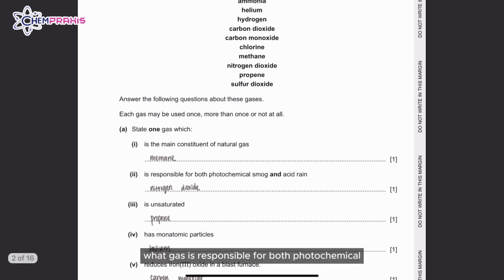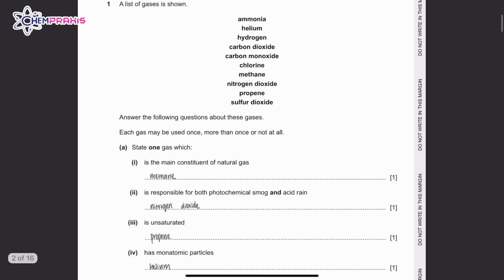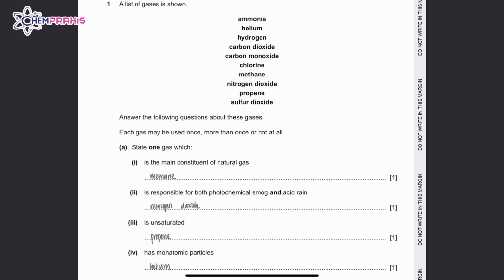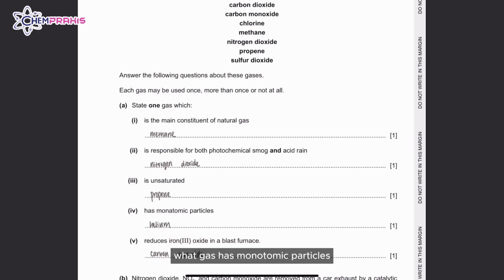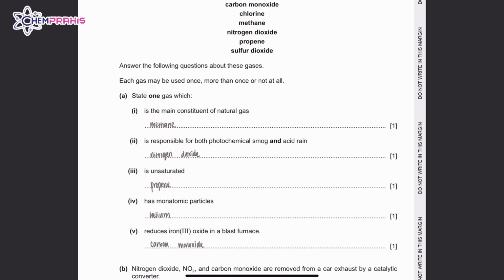What gas is responsible for both photochemical smog and acid rain? Nitrogen dioxide is responsible for both of these. What gas is unsaturated? The only unsaturated gas is propane. What gas has monatomic particles? Helium is the gas that has monatomic particles.